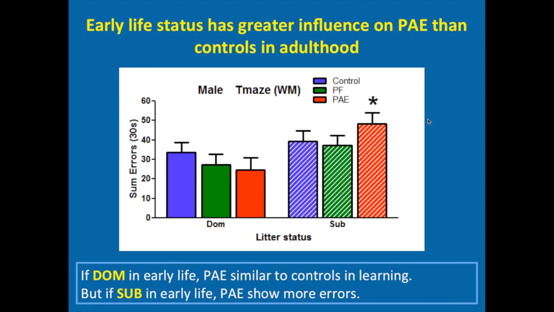Here we had a very interesting finding, and our finding in this task was that their social status early in life influenced their performance in a way that did not occur for the control animals. And this is what we saw. On the left, we have our control in blue, pair fed in green, and the alcohol exposed in red. If they were dominant, if they had high social rank or high social status when they were in the litter, their performance on this T-maze is very good.